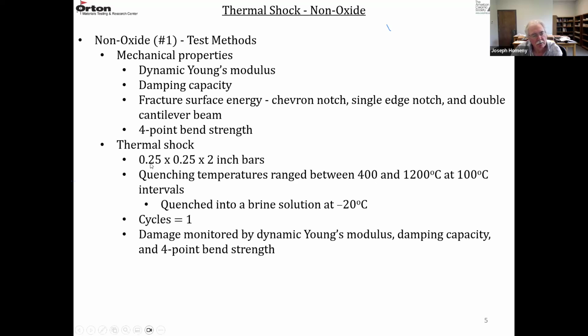The thermal shock samples were 1/4 inch by 1/4 inch by 2-inch bars. And the quenching temperatures were 400 to 1200 degrees C. And there were 100 degrees C intervals in that temperature range. They quenched into a brine solution at minus 20 degrees C. Each sample had 1 quench cycle. And then they monitored the damage by Young's modulus, the damping capacity, and the 4-point bend strength.